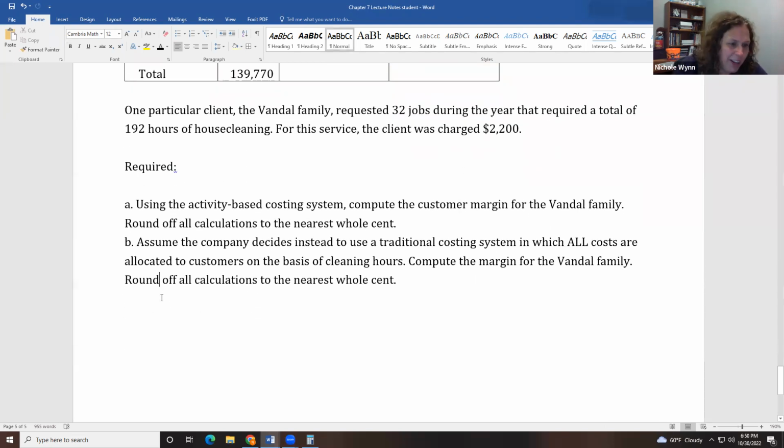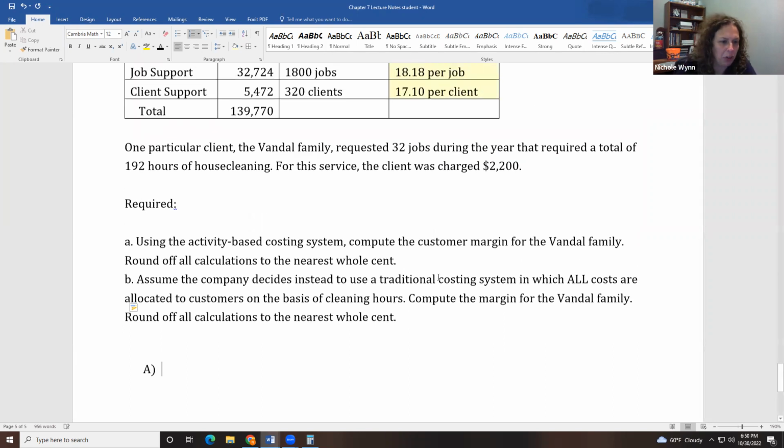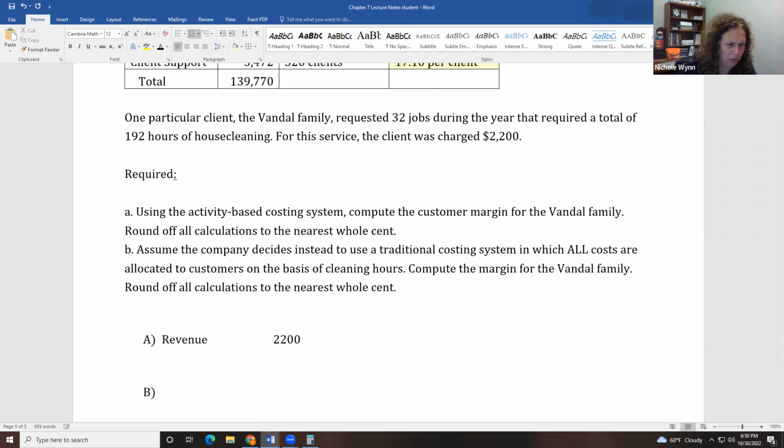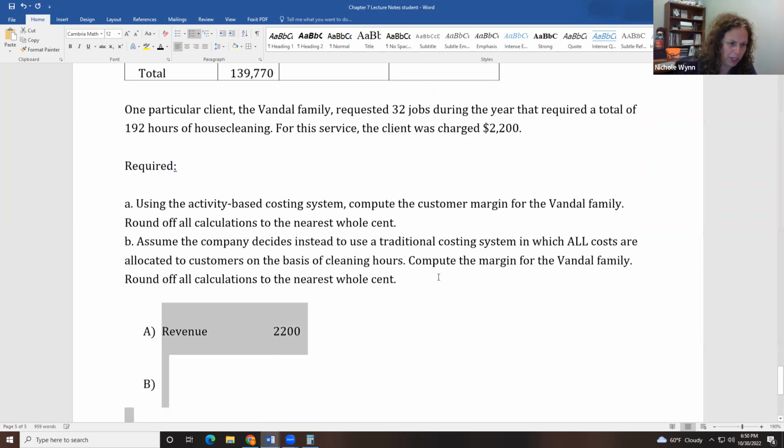Okay, so I didn't actually give you any information here. I just went ahead and left it alone to see what would come in here. So let's check this out. My revenue is going to be 2,200. Oh, why is my spacing so weird? Okay.